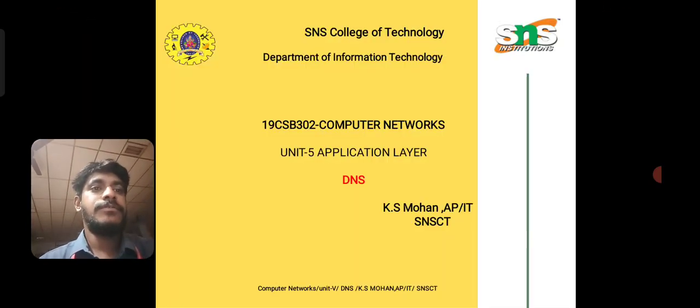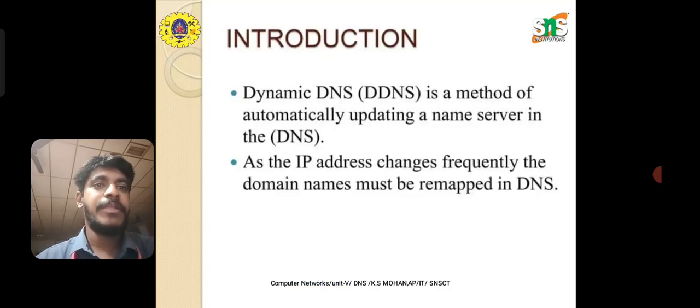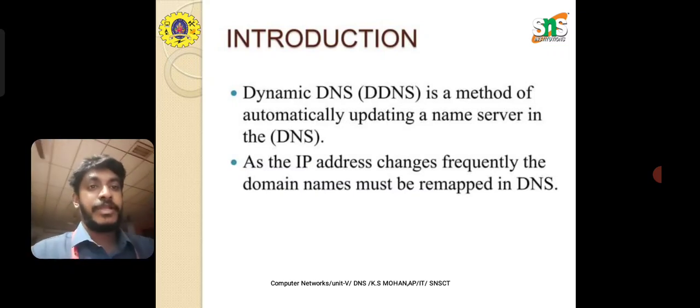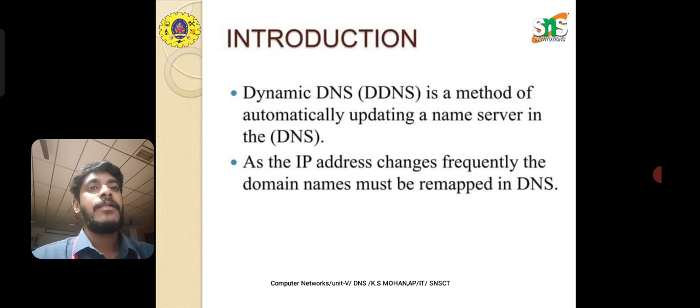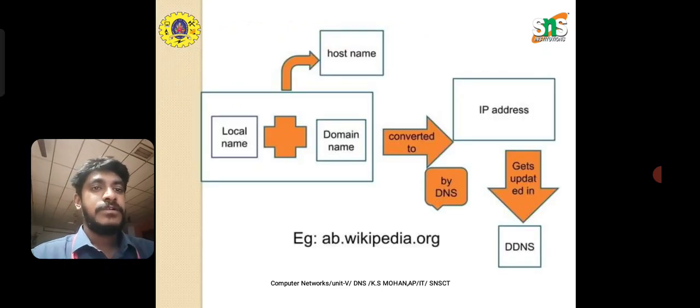DDNS is dynamic DNS. DDNS is a method of automatically updating a name server in the DNS. As IP addresses change frequently, the domain name must be remapped in the DNS. So here we can have the local name, domain name and host name. In this picture, look at this DDNS.